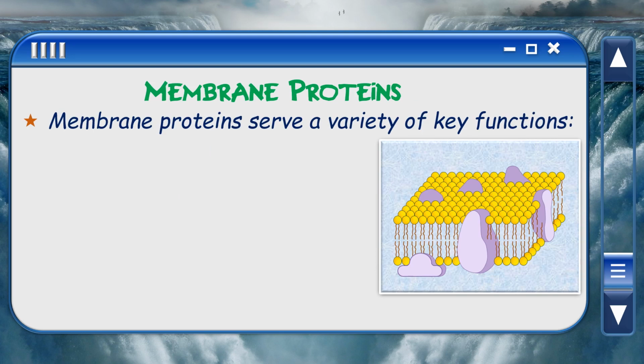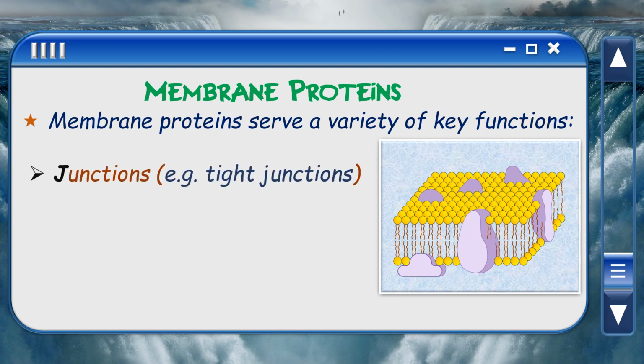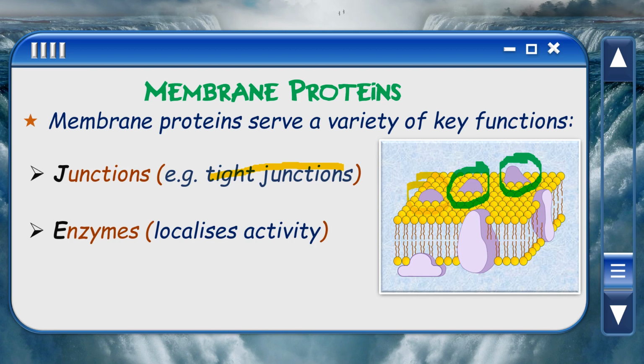Membrane proteins. Membrane proteins serve a variety of key functions. One, junctions, tight junctions. If you look at this membrane, these proteins form what we refer to as junctions in the membrane. Two, they are enzymes. They carry out localized activities that take place in those particular areas. So they act as enzymes.